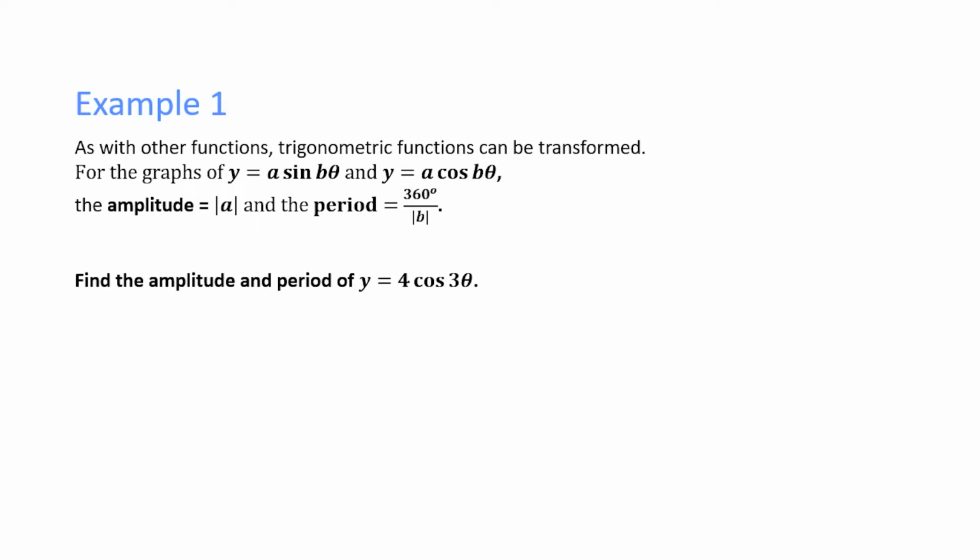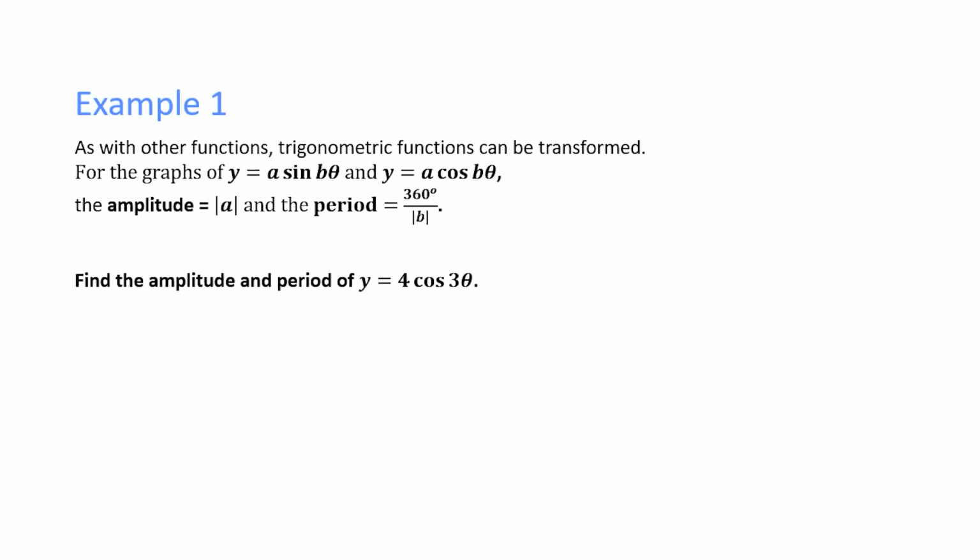Let's look at an example. As with other functions, trigonometric functions can be transformed. For the graphs of y equals a sine b theta and y equals a cos b theta, the variables a and b are the amplitude and the period.